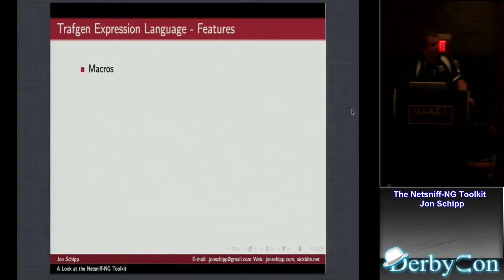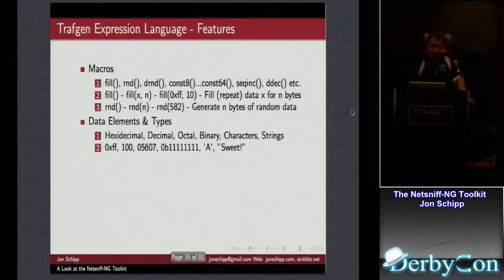And here's a little look at the TrapGen expressions. We have these macros: fill, random, dynamic random, constants, different ones, we've got incrementers and decrementers. And we have a few examples here. If you look under the macros, number 2, fill. An example I have is 0xFF, the full byte with all the bits set, and we want to generate that 10 times. So for n bytes, generate this. If you want to generate a 64-byte packet real quick off the top, instead of doing a whole configuration, all you have to do is say fill 0xFF, comma 64. And then you generate 64 bytes of 0xFF.